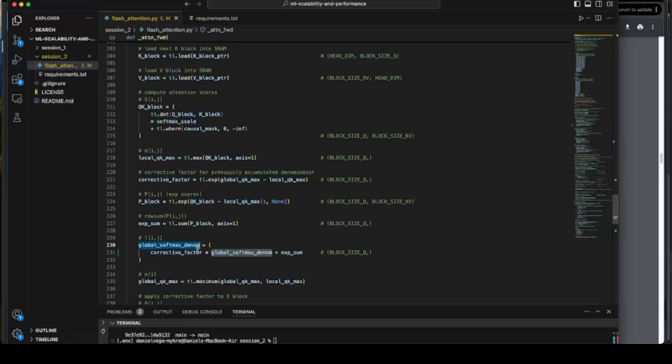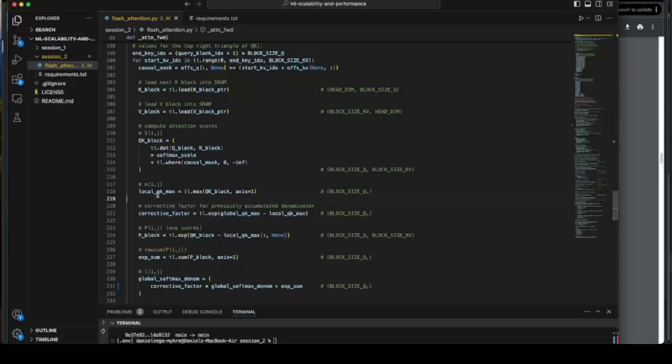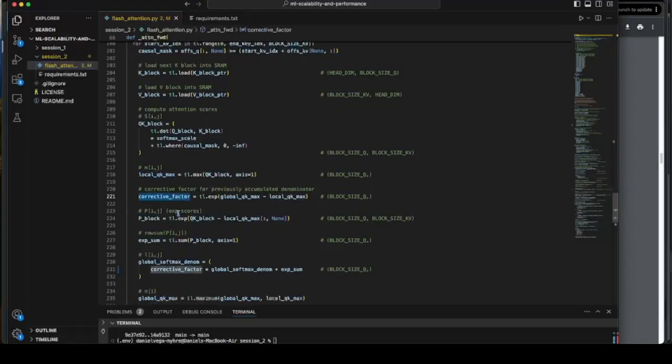Since previously we might have been subtracting a max on each iteration that was not actually the true global max for the row. And since we're tiling, on each tile we need to track what is the new global max and what was the previous one, so we know how much to adjust the previous global softmax denominator by. So let's keep going. We have our local max, we have our corrective factor.